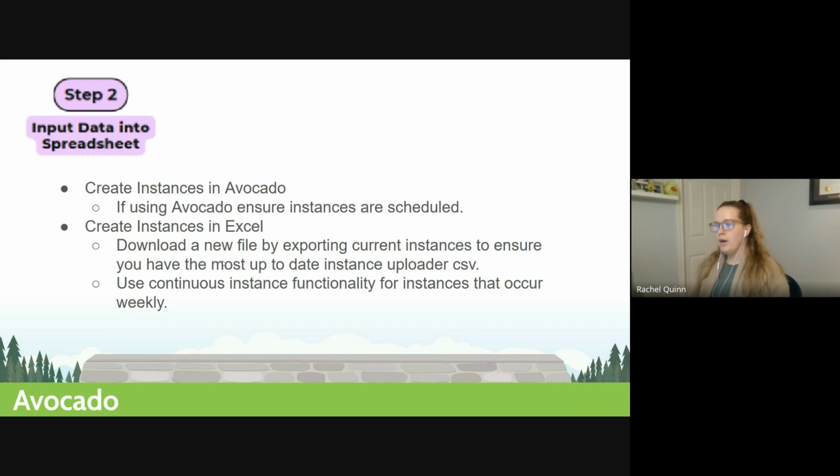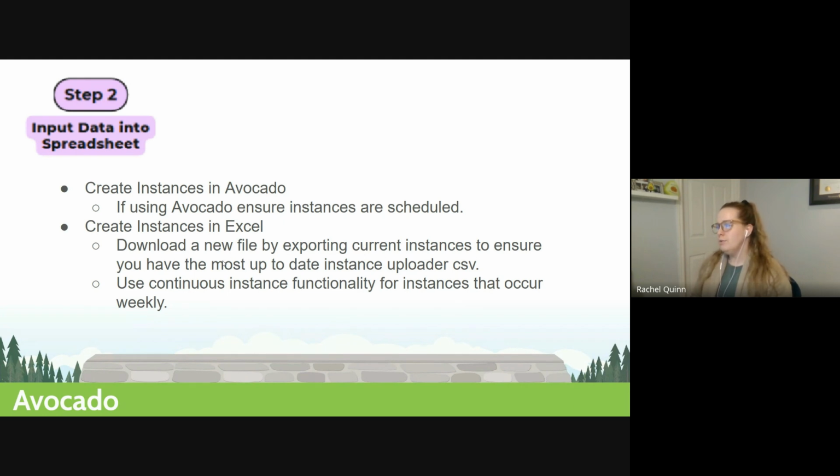So a couple best practices: we always recommend you download a new CSV. So go into your programs and camps, find a current program and export that so that you have the most up-to-date instance uploader sheet. As we're always evolving, we're adding new fields. You're going to have an issue if you try to upload an old sheet into a newer version. So just make sure you have that up-to-date one.